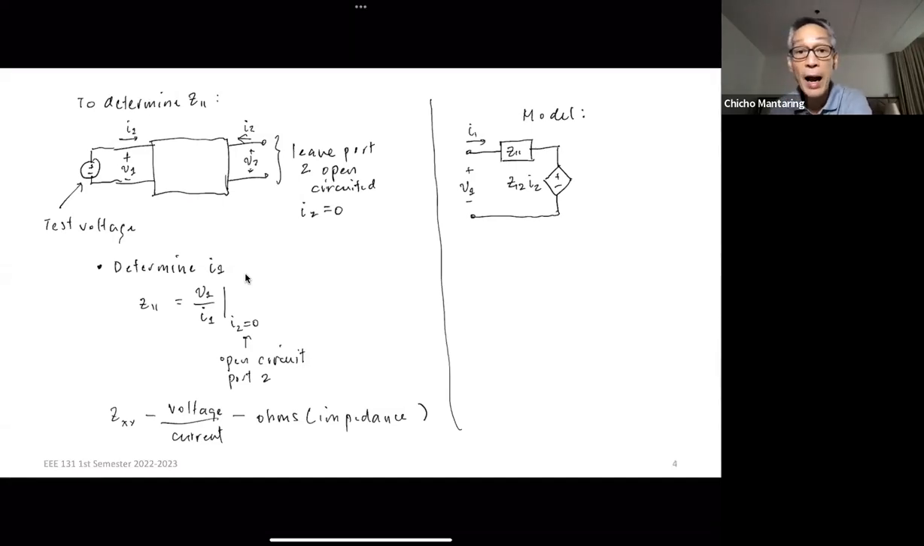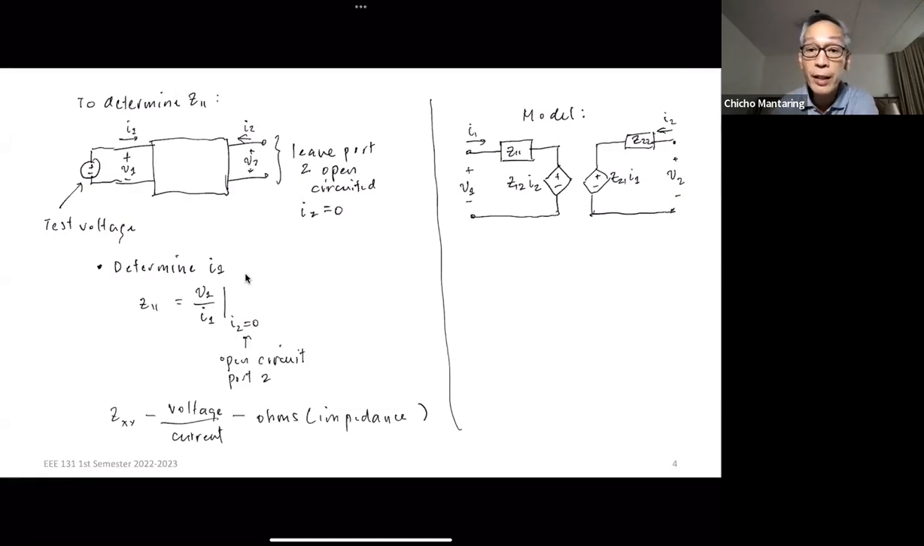And then you have something similar at port 2. At port 2, okay, if you start with V2, okay, you have a current here entering, which is I2. This must be Z22 because V2 will be equal to I2 Z22. And then here you have another current controlled voltage source. This is a current controlled voltage source. This is now equal to Z21 I1.